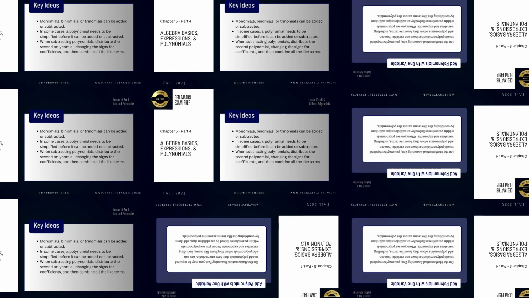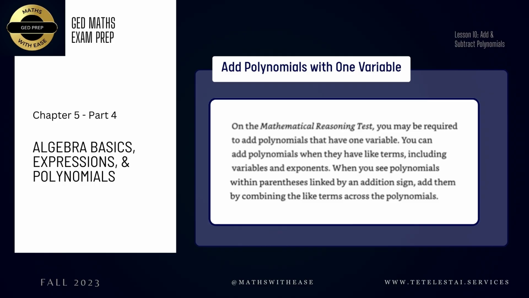When you're adding polynomials with one variable, just keep in mind that on the math reasoning test, you may be required to do this. You can only add polynomials when they have like terms, including the same variables and exponents. So when you see polynomials in parentheses linked by an addition sign, you add by combining the like terms across the polynomials.